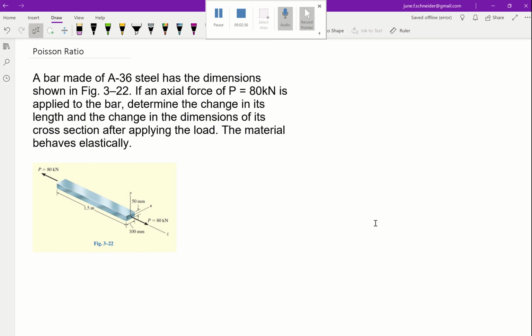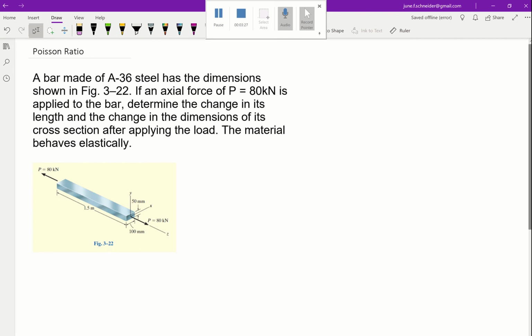This is A36 stainless steel, with the dimensions showing here, and we have an axial force of 80 kilonewton applied to the bar, which is the longitudinal direction. Determine the change in its length, longitudinal, and the change in the dimensions of the cross section. The cross section is rectangular, and it's going to get smaller in both the x direction, the width, and the y direction, the height. So you want to see the change in all three directions, x, y, and z. They said the material behaves elastically, which means it's in the elastic region.